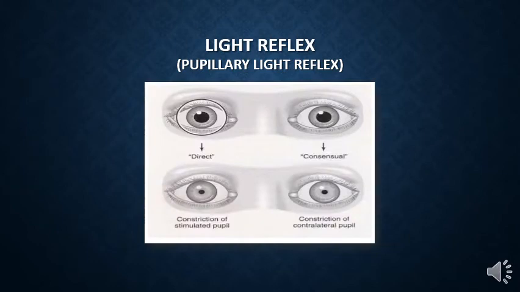Now, it can be explained with the help of this diagram. For example, when light is projected on an eye, it will constrict as a result. Now, this constriction will be termed as direct light reflex. Simultaneously, there will be constriction of the contralateral pupil as well. Now, this constriction will be called indirect or consensual light reflex.